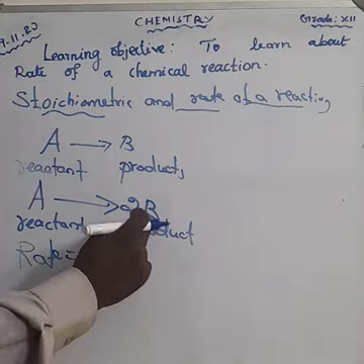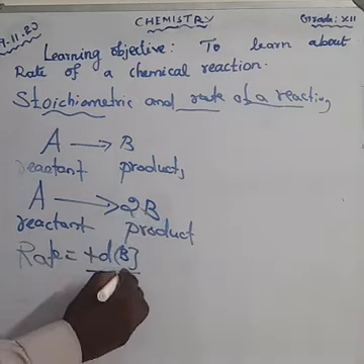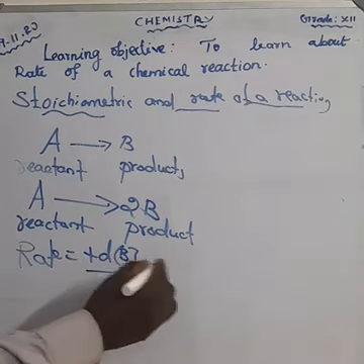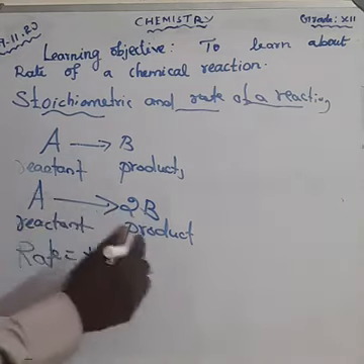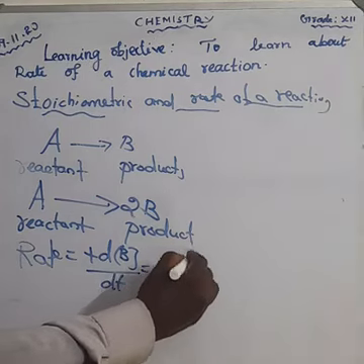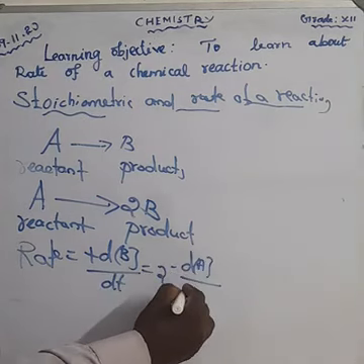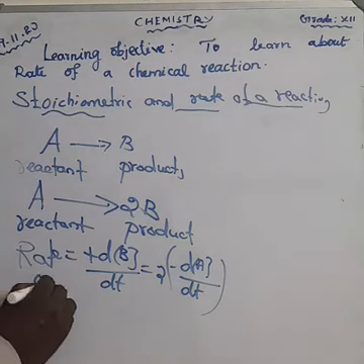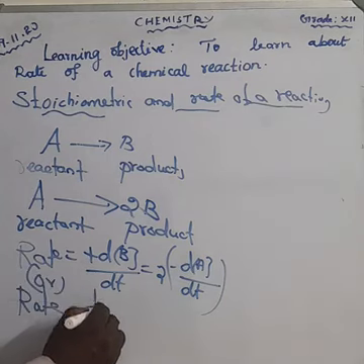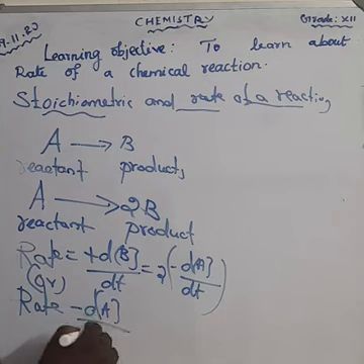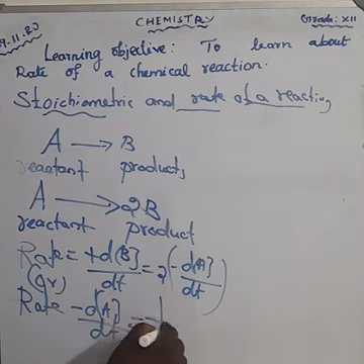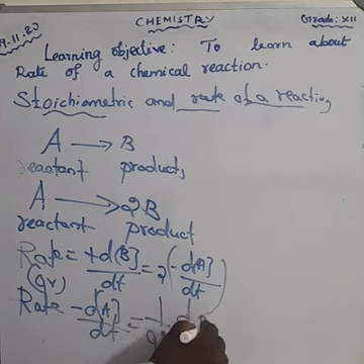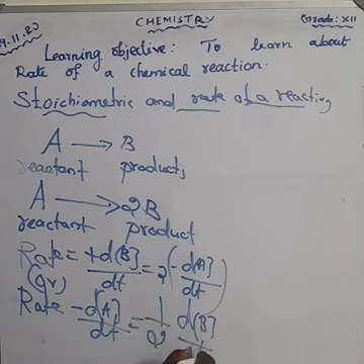First you write the product, divided by dt, is equal to 2 into dA divided by dt. This is about the rate. In other words, we can write rate is equal to minus dA by dt is equal to 1 divided by 2 dB by dt.